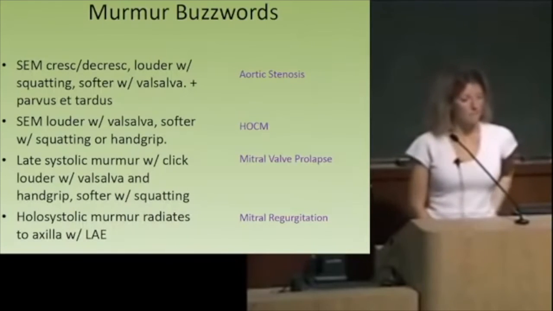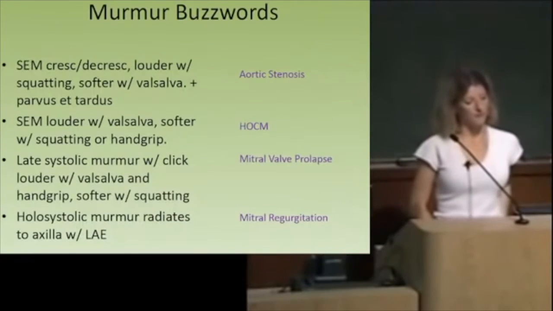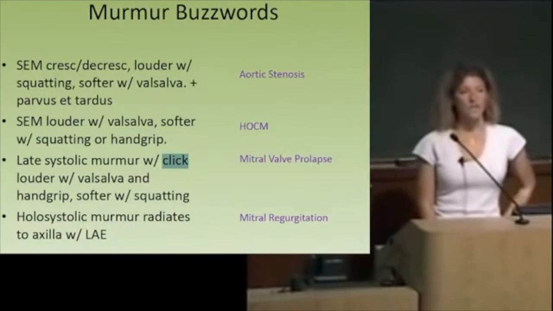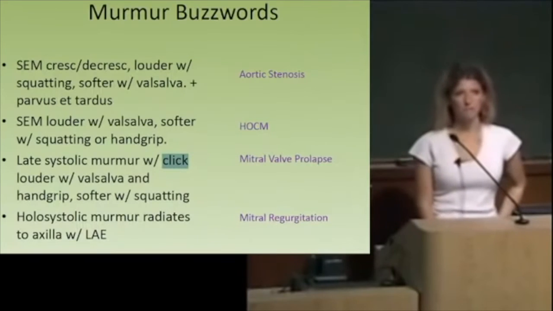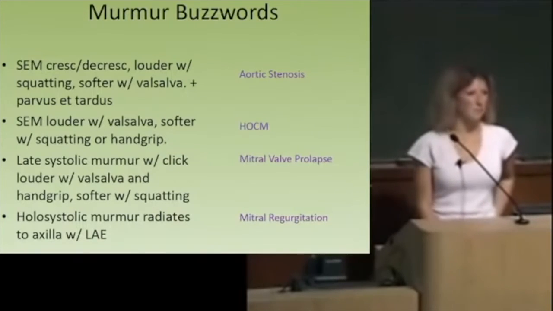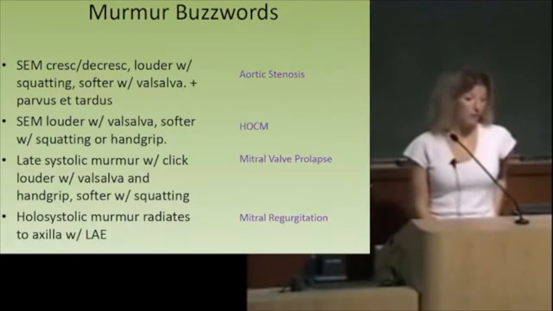Now where it becomes tricky is in this third fella, late systolic murmur with a click. And it's louder with Valsalva, just like HOCM, but softer with squatting. The key is the click. This also might be a younger patient. Yeah, so this is mitral valve prolapse, MVP. So this patient clinically might present with palpitations, some syncope, and then the murmur actually can be pretty loud.